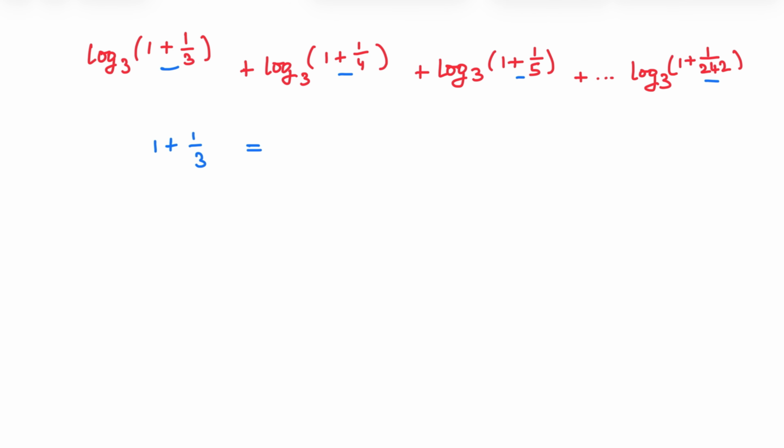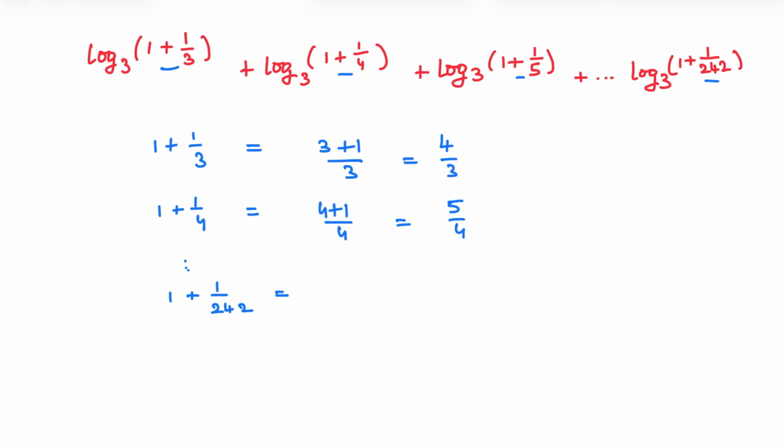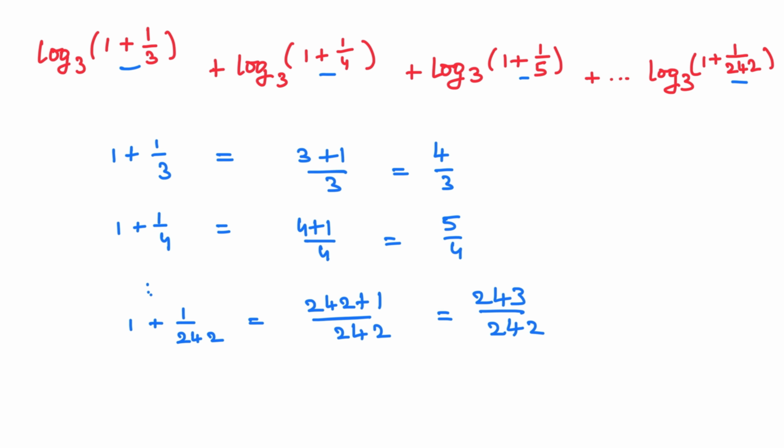1 plus 1 by 3, 3 plus 1 by 3, it is equal to 4 by 3. Similarly, 1 plus 1 by 4, we can write like this: 4 plus 1 by 4 equal to 5 by 4. And so on. 1 plus 1 by 242, it is equal to 242 plus 1 by 242. It is equal to 243 by 242. So let's substitute these values in above equations.